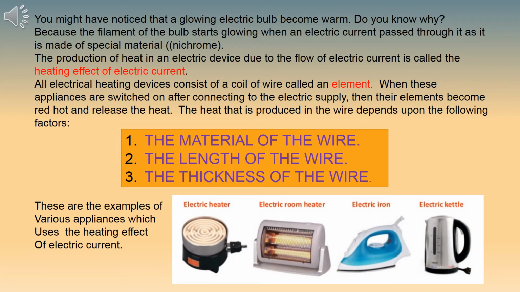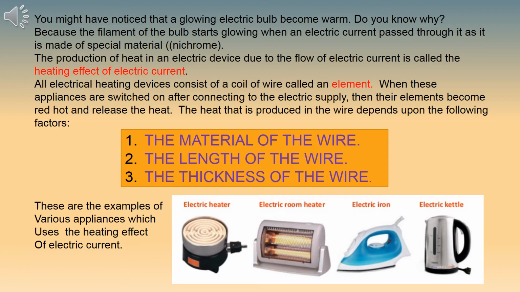Now here we are going to discuss the heating effects of electric current. You might have noticed that a glowing electric bulb becomes warm. Do you know why? Because the filament starts glowing when an electric current passes through it, as it is made up of a special material, nichrome. The production of heat in an electric device due to the flow of electric current is called the heating effect of electric current, right? All electric heating devices consist of a coil of wire, which we call an element. When these appliances are switched on after connecting to the electric supply, their elements become red hot and they release heat.